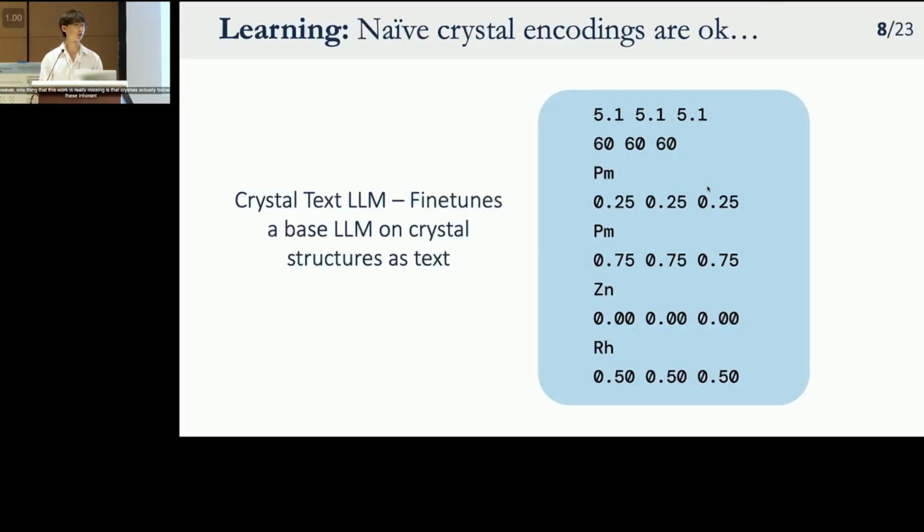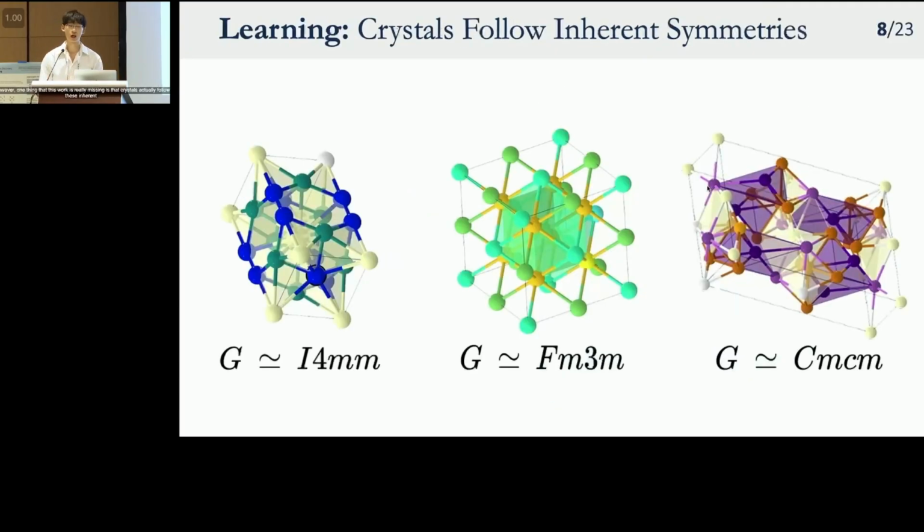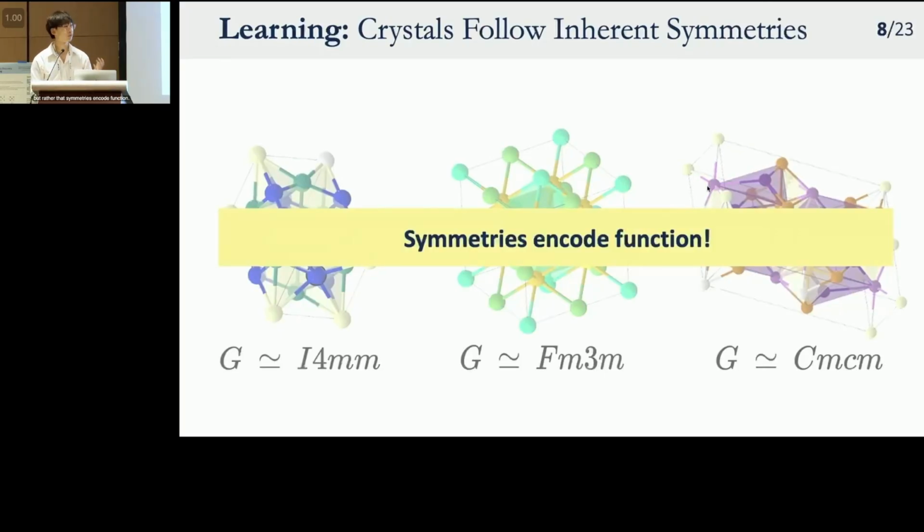However, one thing this work is really missing is that crystals actually follow inherent symmetries. We know that crystals fall into one of 230 unique space groups, and these space groups are defined by the set of rotations, reflections, inversions, and translations on a crystal's unit cell. What's more interesting is that these symmetries aren't merely a mathematical construct; rather, symmetries encode function. One example of this is piezoelectricity, a property where materials generate electric voltage under mechanical stress. This is only present in materials that lack inversion symmetry.